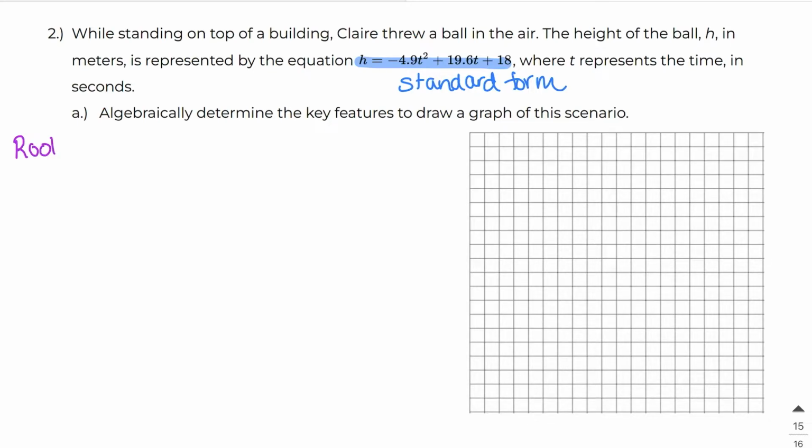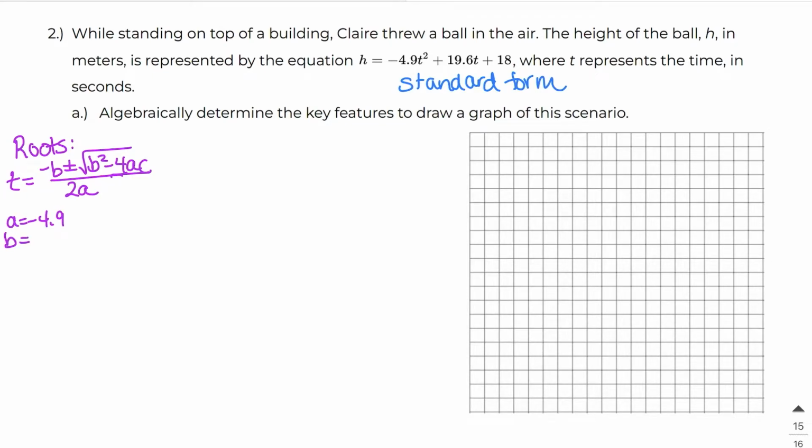To find the roots, I could either try to factor, complete the square, or do the quadratic formula. Because these values are decimals, the idea of factoring is not that alluring to me right here. So instead, I'm going to use the quadratic formula. Normally it starts with x equals negative b, but here the x is like t, so I'm going to say t equals negative b plus or minus the square root of b squared minus 4ac all over 2a. We know that a is negative 4.9.